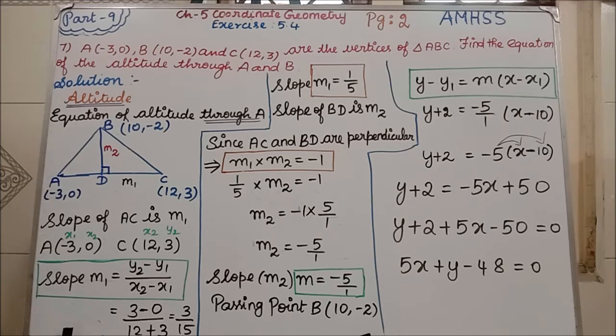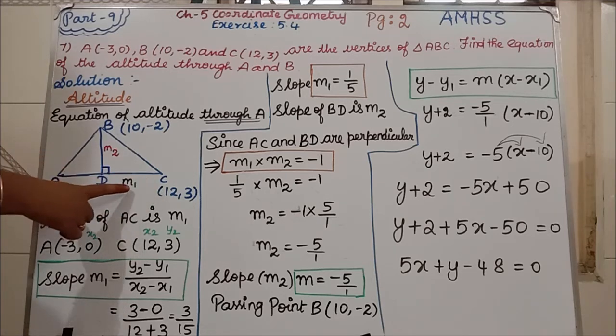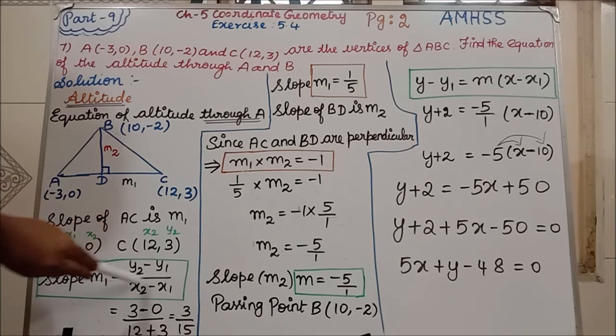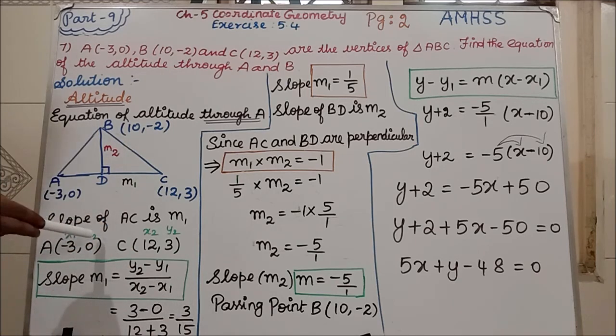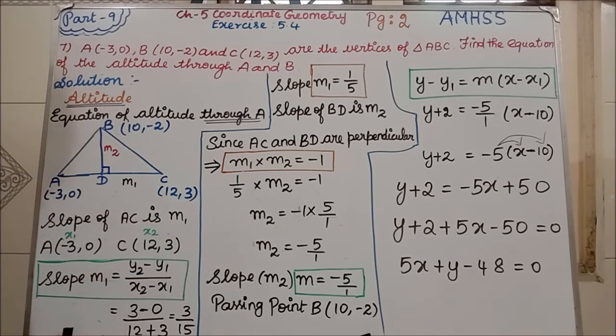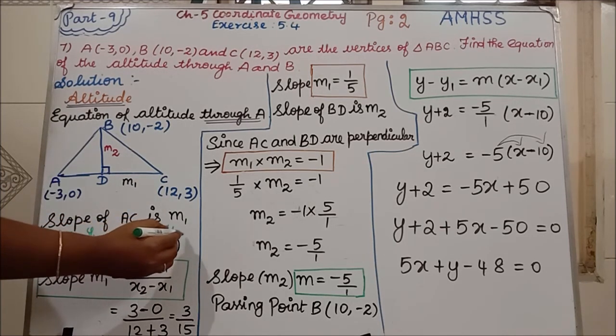Now first what we will do? We will find the slope of AC, m1. A is (-3, 0), C is (12, 3), we know. So what is the two-point formula? Slope m1 equals (y2 minus y1) divided by (x2 minus x1). This is x1, y1, and this is x2, y2.